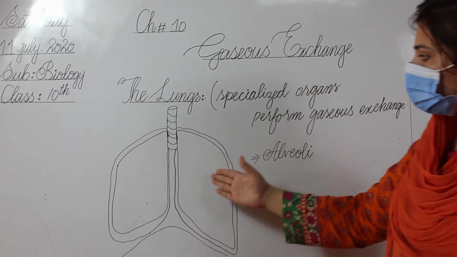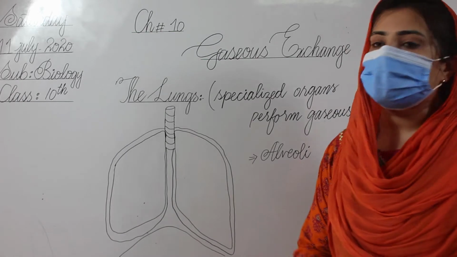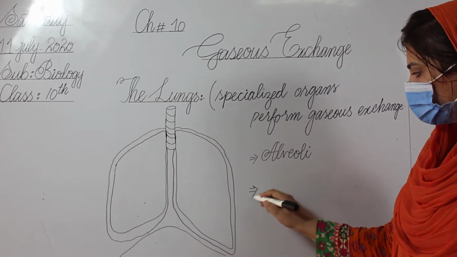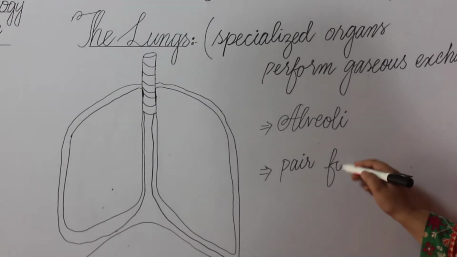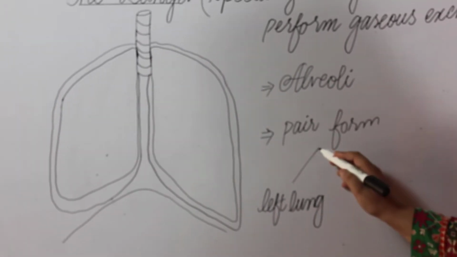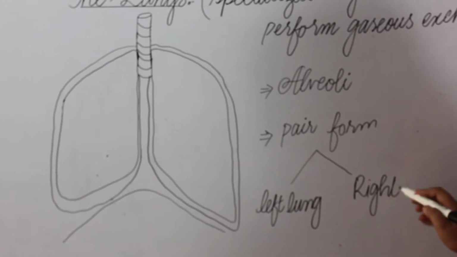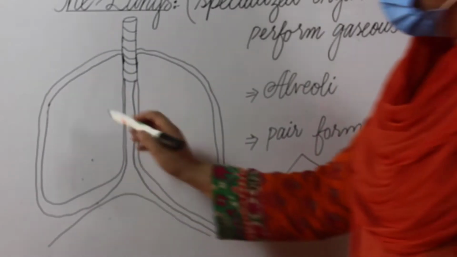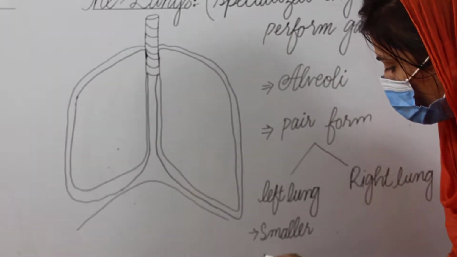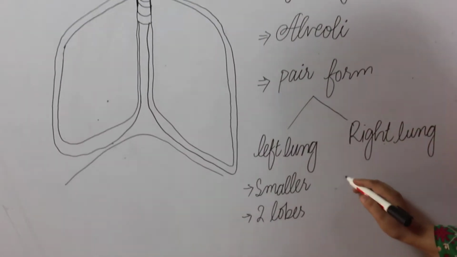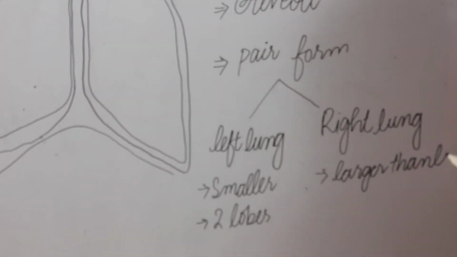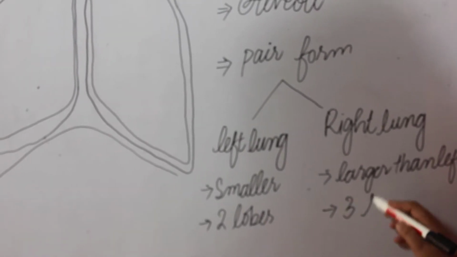So let's talk about the structure of lungs. Lungs are located on either side of the breastbone in the chest cavity. They are present in the form of a pair. One is called the left lung and the second is called the right lung. The left lung is smaller in size and has two lobes, while the right lung is larger than the left lung and has three lobes.